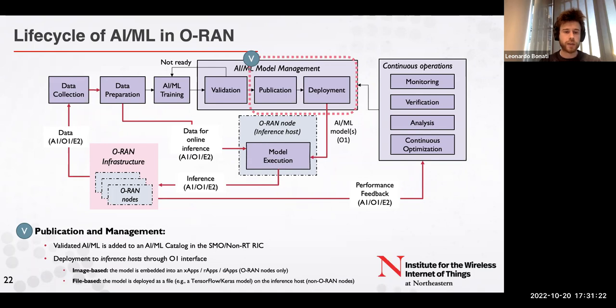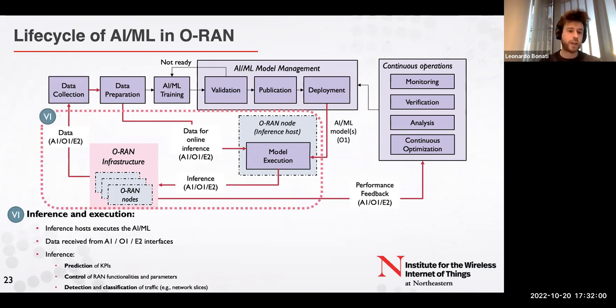For instance, you can have some models that are based on images, for example Docker images, where you can deploy the xApps, rApps or even the dApps on the O-RAN nodes. But you can also deploy some models on nodes that are not typical of O-RAN. For example, you can have models based on files, for instance TensorFlow or Keras models. And you can also use this interface to deploy these file-based models on the hosts of interest.